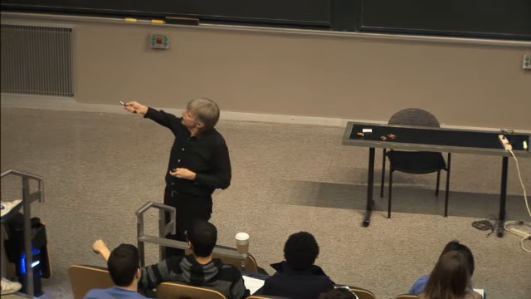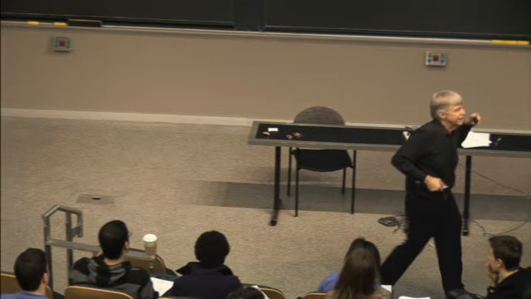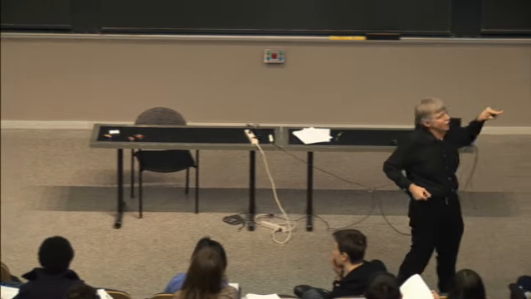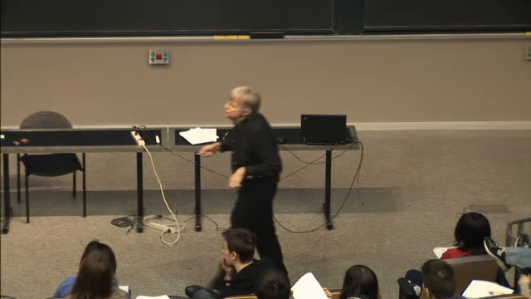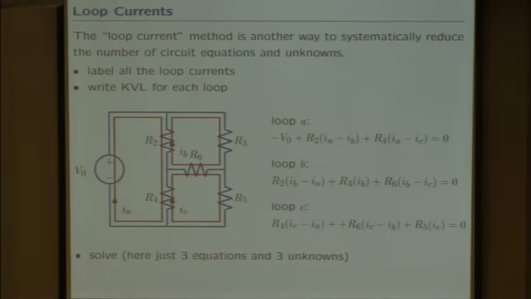So this is a rule for how you can simplify things by thinking about voltages in aggregate. Rather than thinking about the element voltages, think about the node voltages. The analogous current law is, rather than thinking about the currents through the elements, the element currents, think about loop currents. Okay, that's a little bizarre.